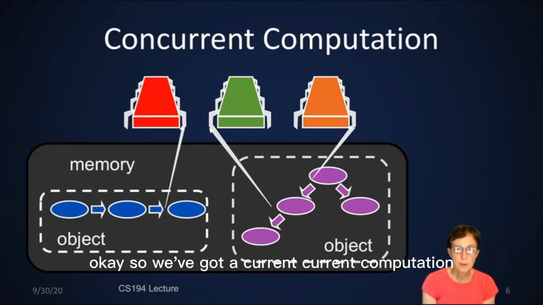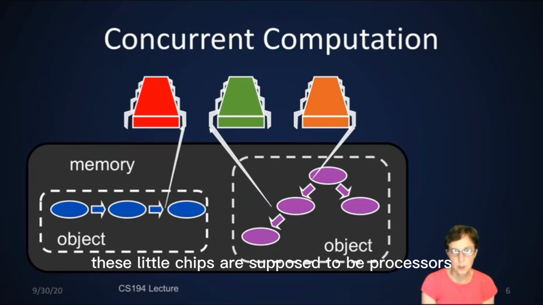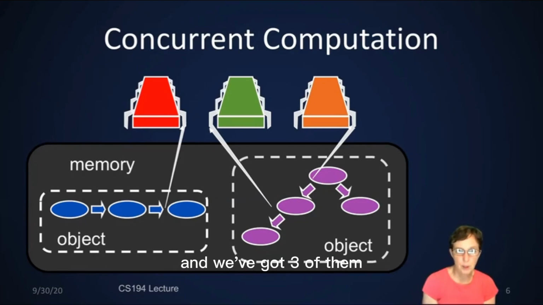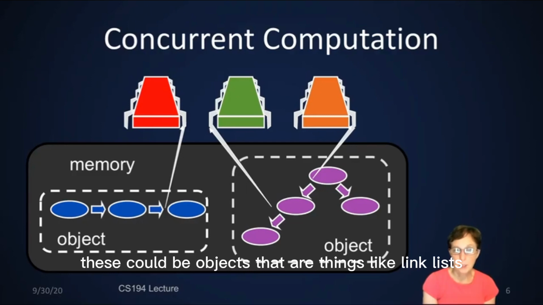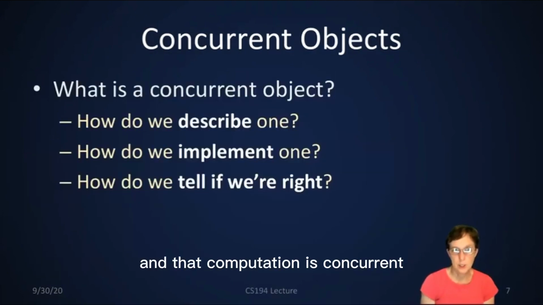Okay, so we've got a concurrent computation, and what that means is we've got a set of processors here. These little chips are supposed to be processors, and we've got 3 of them, and they're accessing data structures that are in shared memory. These could be objects like linked lists, or a search tree, or whatever these objects are, but all of the processors can access those shared data structures. And that computation is concurrent.